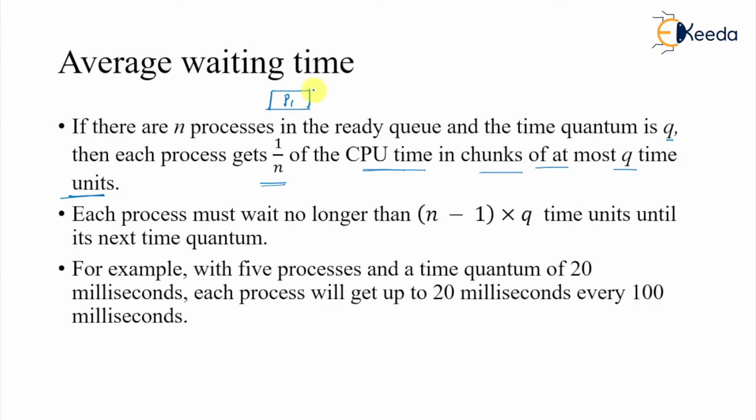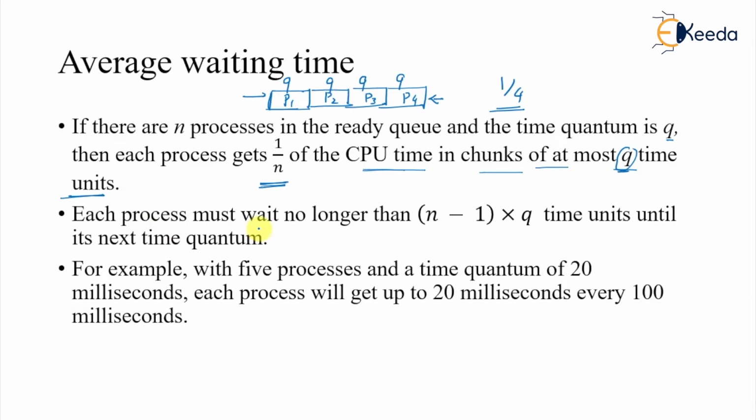Let's say P1, P2, P3 and P4, and this is with the time quantum q, q, q, q. So each process will get how much time? 1/n, in chunks of what? Q. Suppose this is the complete time. Each process will get 1/4th of the CPU time in chunks of Q.